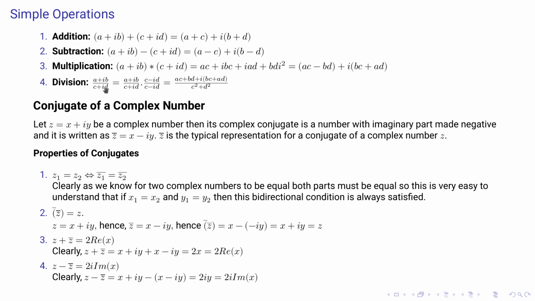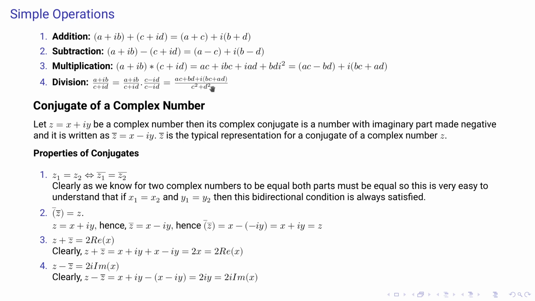For division, we need to rationalize. That is, we want to make the denominator a pure real number. So we multiply this with c - id and also divide with c - id. So you get the final value as ((ac + bd) + i(bc - ad)) divided by (c² + d²).